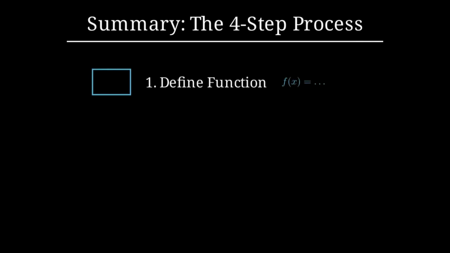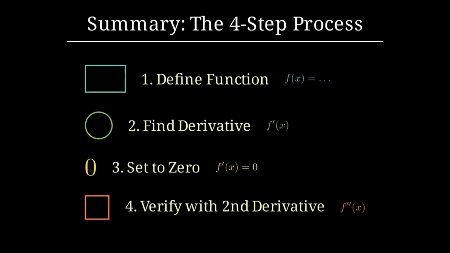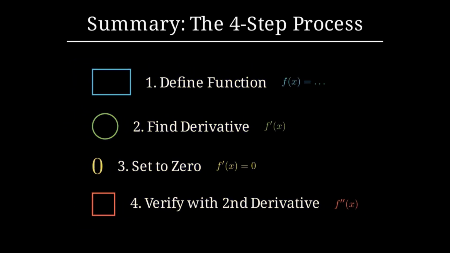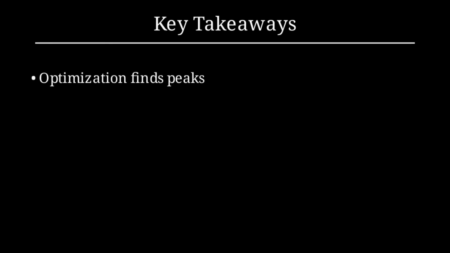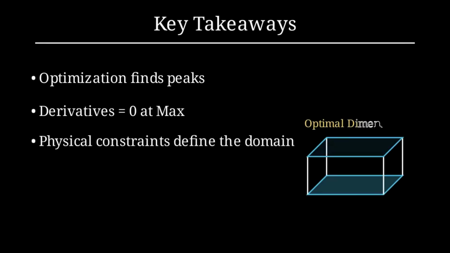To summarize, first, define your volume function based on the physical dimensions. Second, find the derivative. Third, set that derivative to 0 to find your critical points. Finally, verify your result using the second derivative test or the context of the problem. Optimization is a powerful tool. By understanding how to model a physical situation with an equation, you can use the power of the derivative to find the most efficient solution possible, saving time, money, and materials in the process.